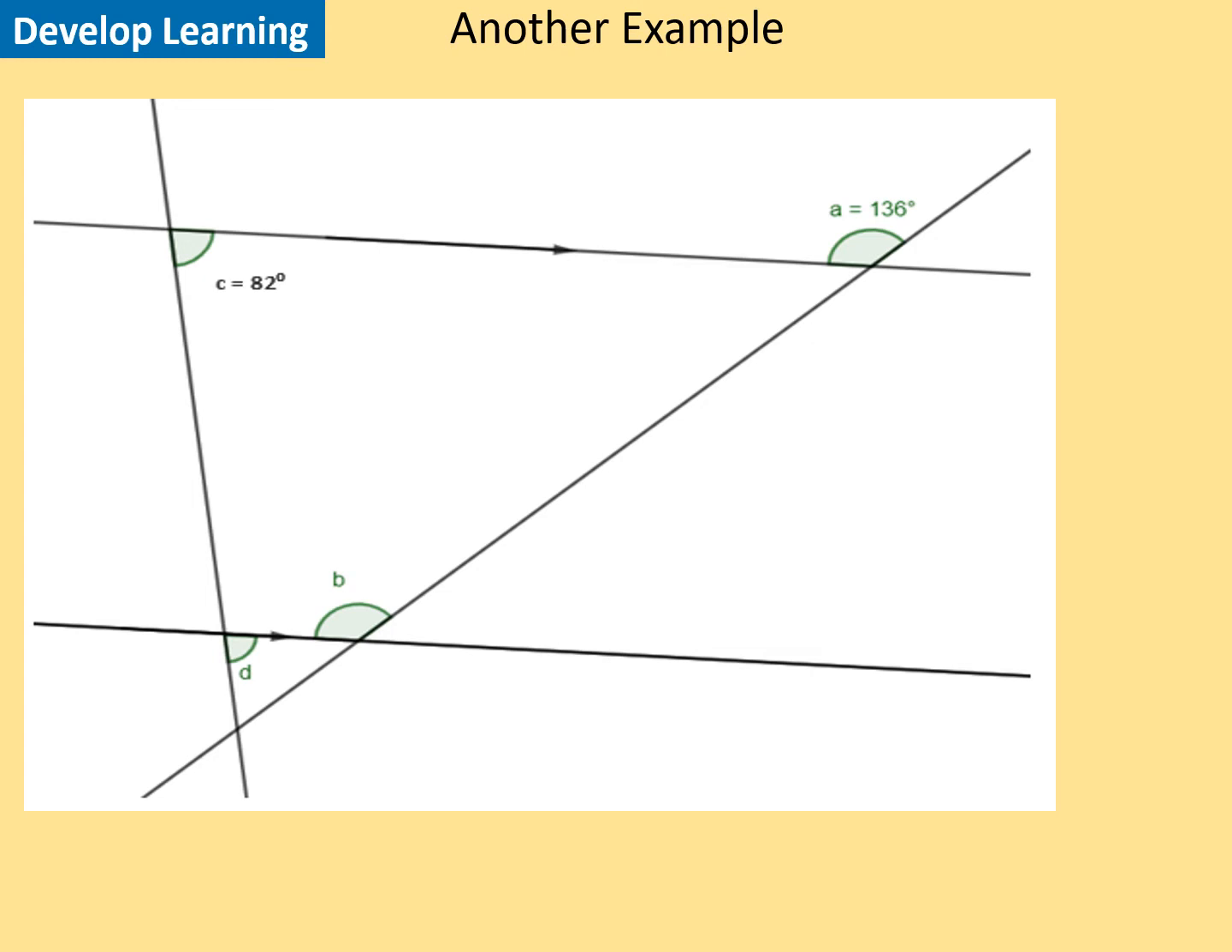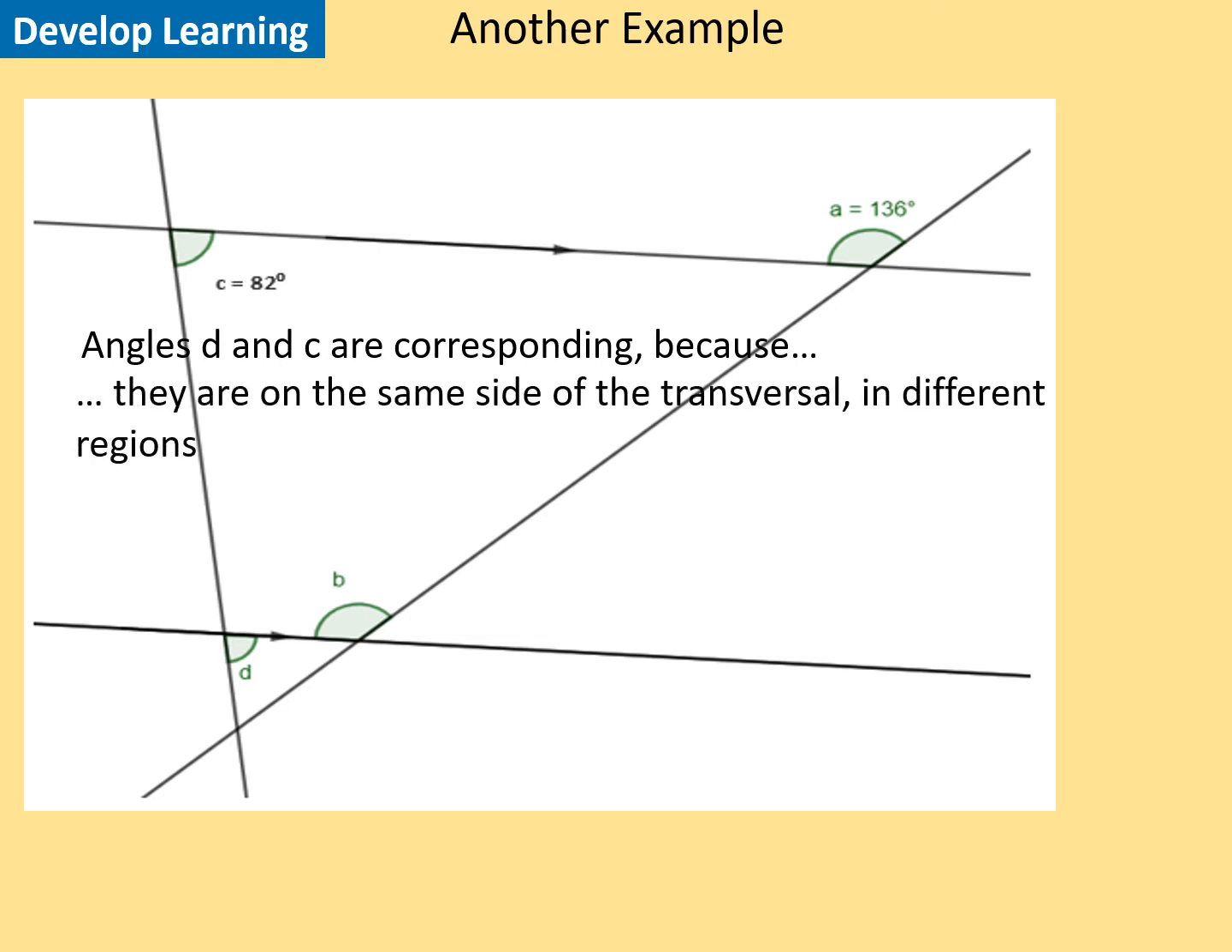Let's go through this final example. Here we know that A equals 136 degrees and C equals 82 degrees. However, we do not know what B and D are equal to. So using our knowledge of angles and reasoning skills, we are going to find these values. We can say that angles D and C are corresponding, and that is because they are on the same side of the transversal in different regions.